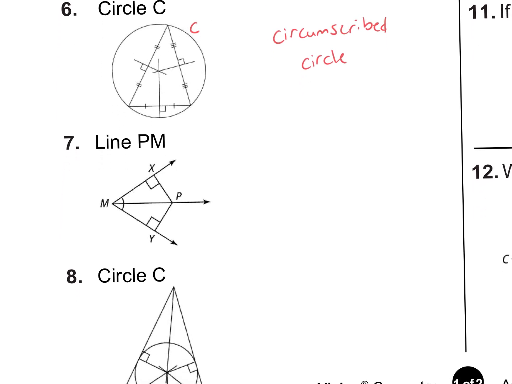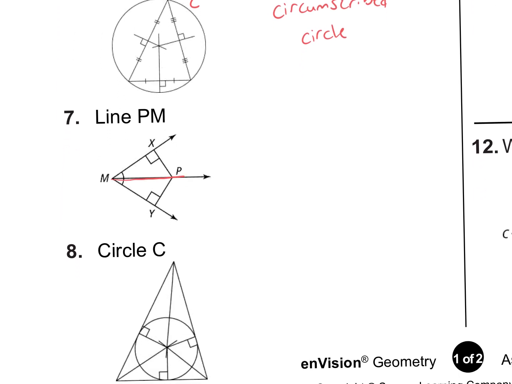Okay, number 7, line PM. What is PM doing? Splits the angle in half. So what is that called? Angle bisector. Remember, bisector means splitting something in half.